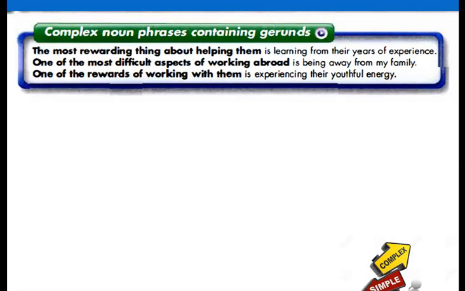So, if we look at the structure of a complex noun phrase containing a gerund, once again we should notice that it contains a noun phrase, that is a noun and all the words that come before the noun, a preposition that connects a noun phrase and a gerund, and of course a gerund.